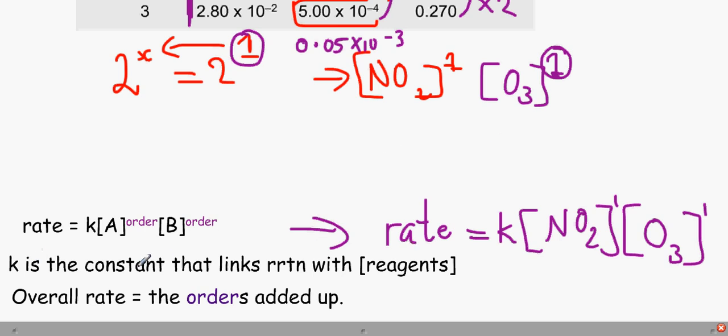So what is K? K is the constant, it's the number that links the rate of reaction with the reagents. You would get to know what K is and how to calculate K later. And the overall order is all the orders added up. So 1 plus 1 equals 2. So the overall order would be 2.